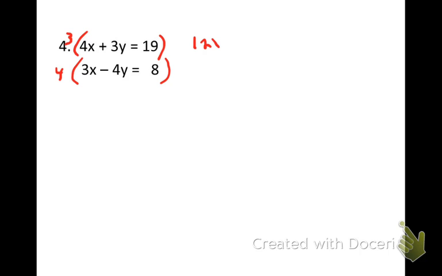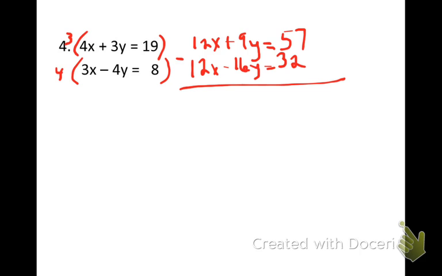So we get 12x plus 9y equals 57. And down here we're going to have 12x minus 16y equals 32. So now I'm going to be subtracting them. 12x minus 12x is gone. 9 minus negative becomes plus positive, which would give me 25y. And then over here, 57 minus 32 would give me 25. So divide by 25, and I get y equals 1.